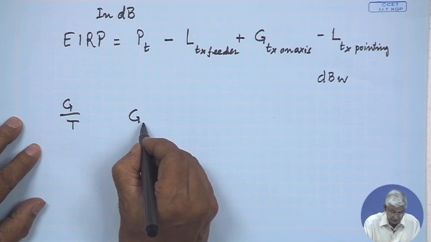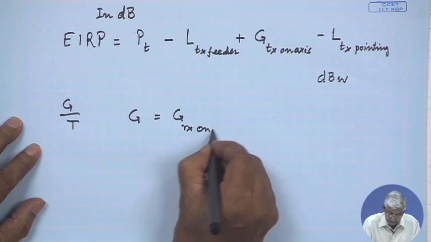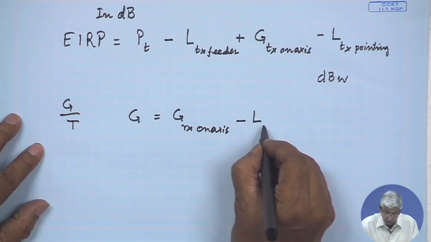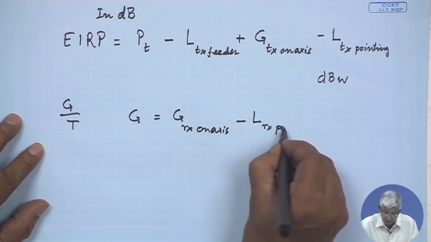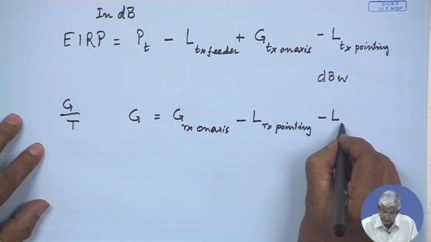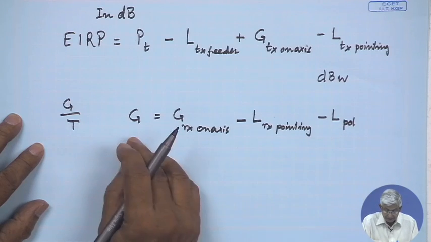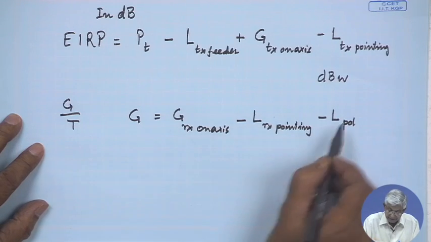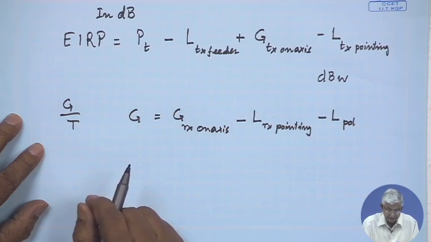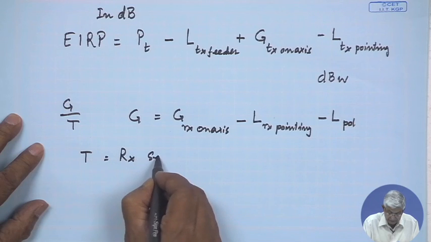And the G by T is the receiver characteristic. In this, the G is the antenna gain of the receiver on axis. Then there is a loss at the receiver by the pointing. Then there is a loss by the receiver polarization mismatch, if you recollect. So, all these things will be put together, and in dB terms it is the antenna gain part of that receive antenna, and there is a T, which is the receiver system noise temperature.